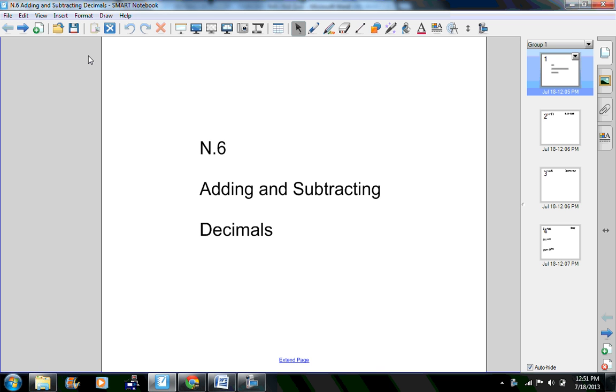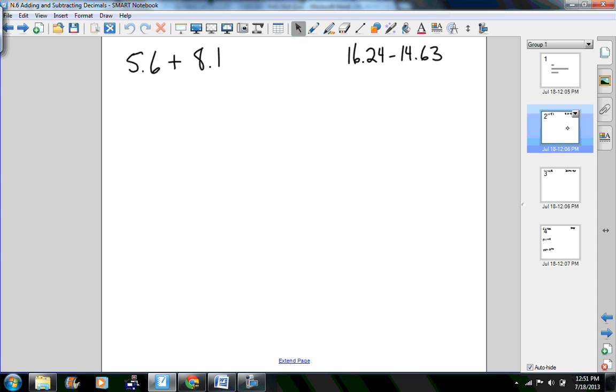All right, so we're going to start with endpoint 6, adding and subtracting decimals. Okay, this should be the exact same as adding and subtracting numbers, except now I have some decimals mixed in, so it's not really that new. Okay, so we have a couple examples. We're going to look at the one on the left first.